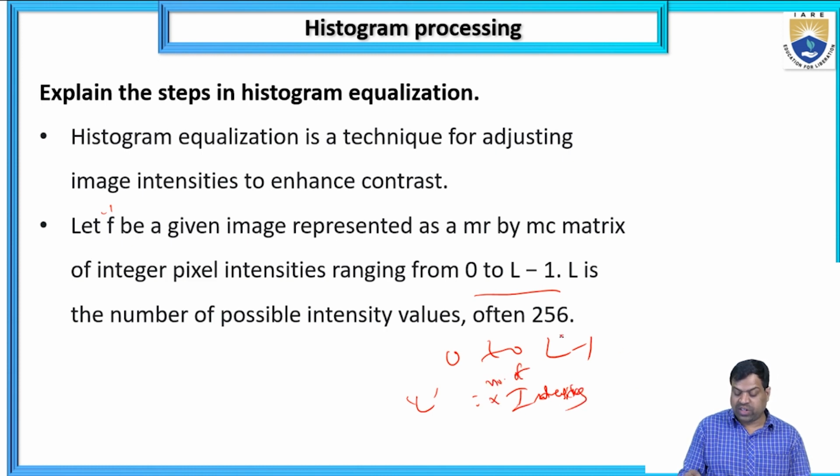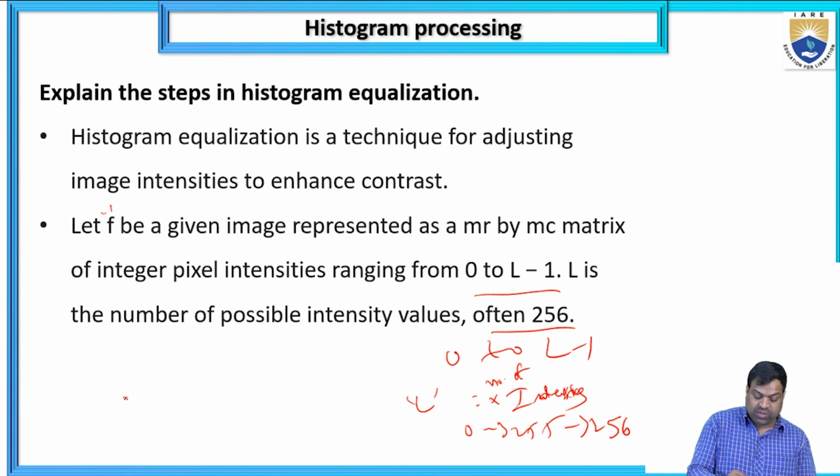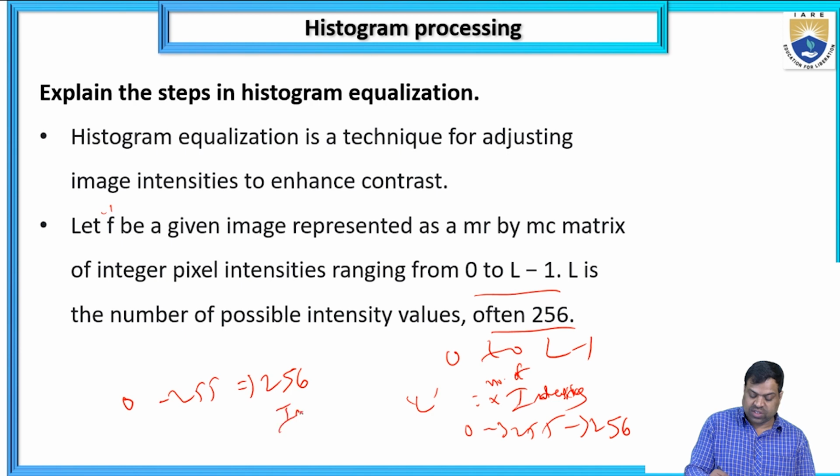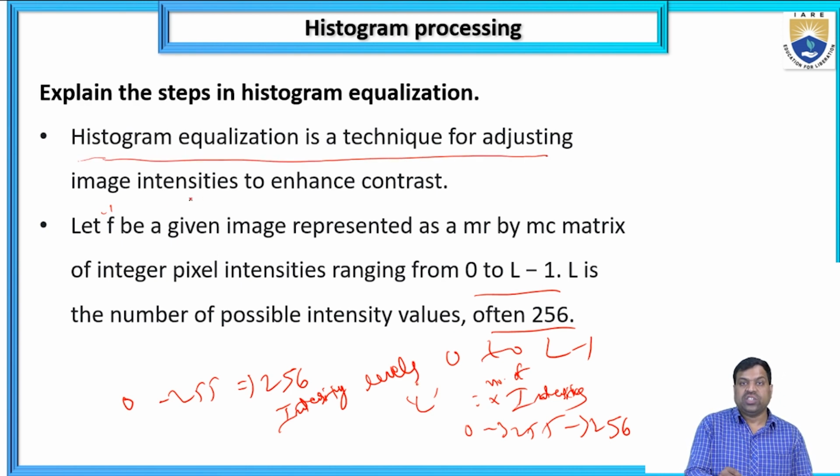Number of intensity values from 0 to 255, total 256. So intensity levels are from 0 to 255. So histogram equalization is a technique for adjusting image intensities to enhance the contrast, and it is represented in the form of a matrix within the range of 0 to L minus 1. L is nothing but the total intensities, that is 256.